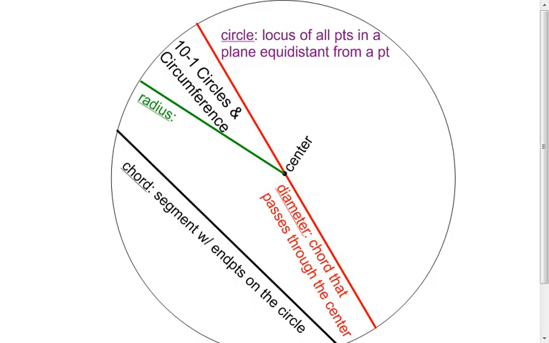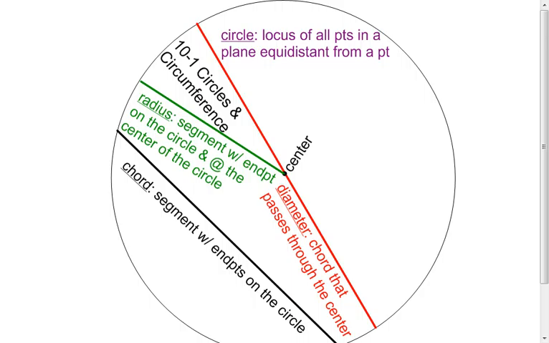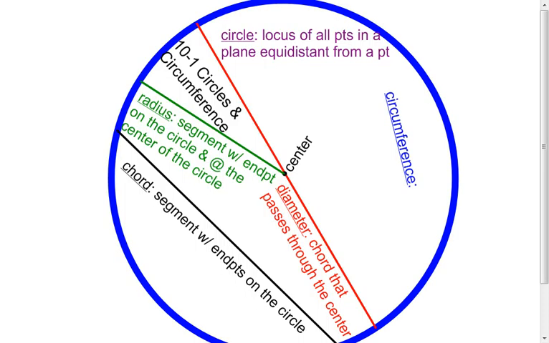Next one's the radius, and most of us know that the radius is half of the diameter, but specifically by the definition, it's a segment, and notice that one endpoint is the center, and one endpoint is on the circle. Next is my circumference.